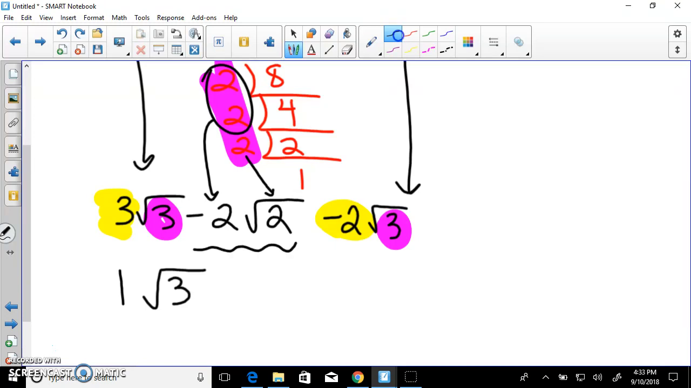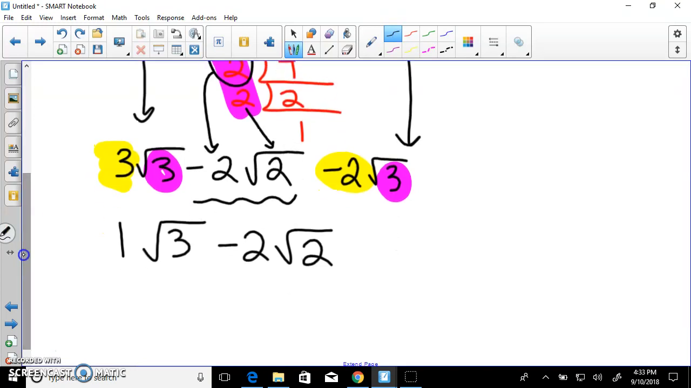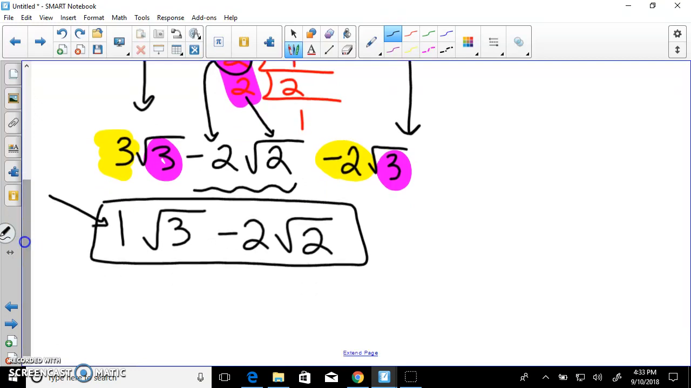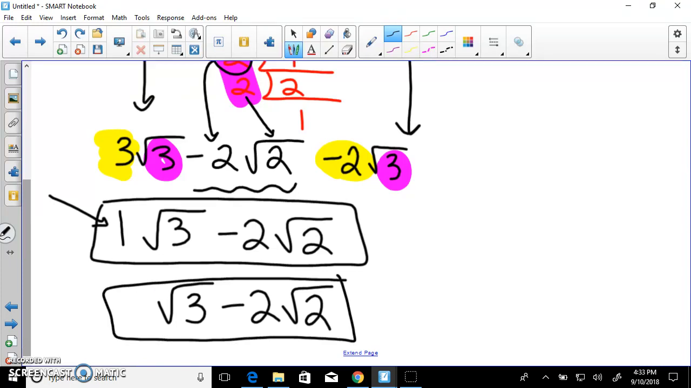And then this guy right here, negative 2 square root 2, it doesn't have any other similar radicands, so it's just going to stay the same. You could leave this as your answer right here, or just like in the previous example, if you have a 1 coefficient, a lot of times that will just disappear. So you'll end up with the square root of 3 minus 2 square root of 2. These cannot be combined any further. Why do you think that is? It's because their radicands are totally different numbers. Okay, so since this radicand is a 3, this is a 2, and they cannot be simplified, that's it.